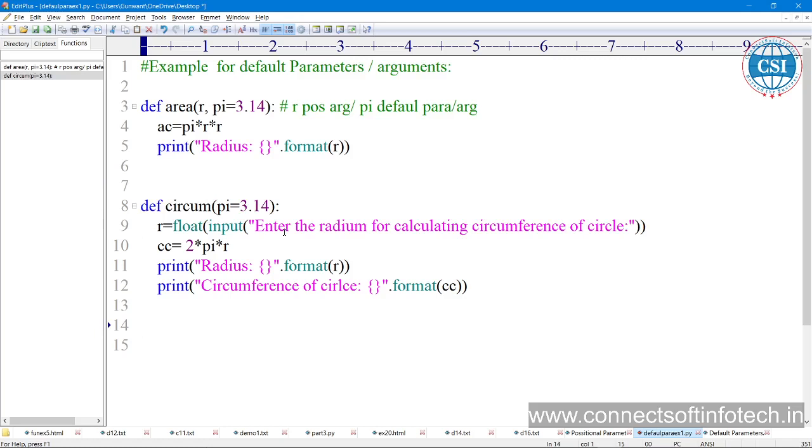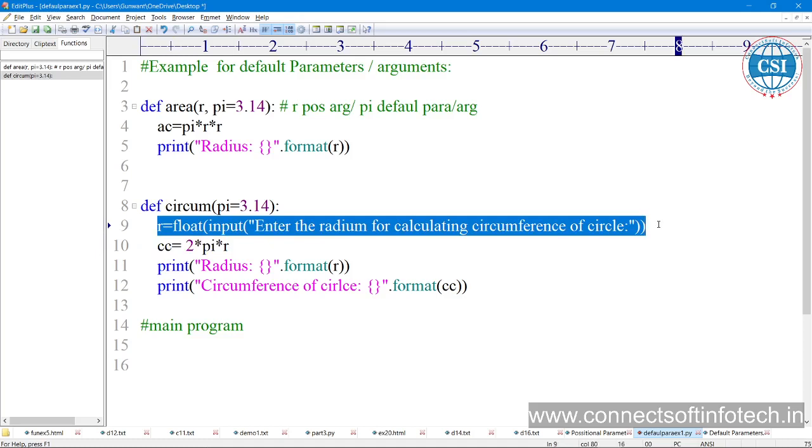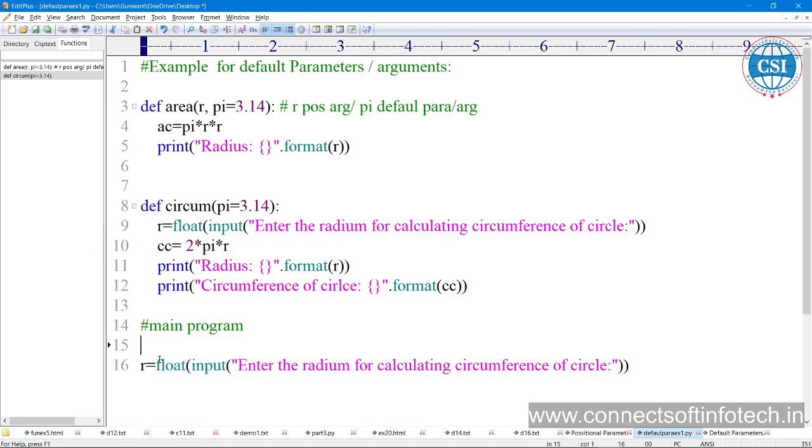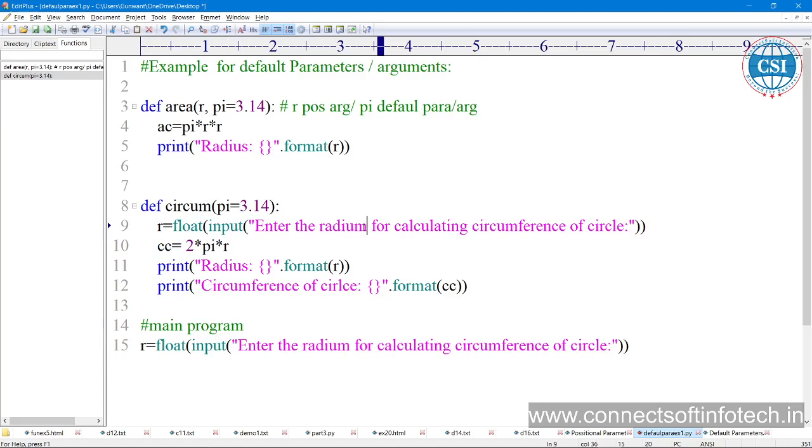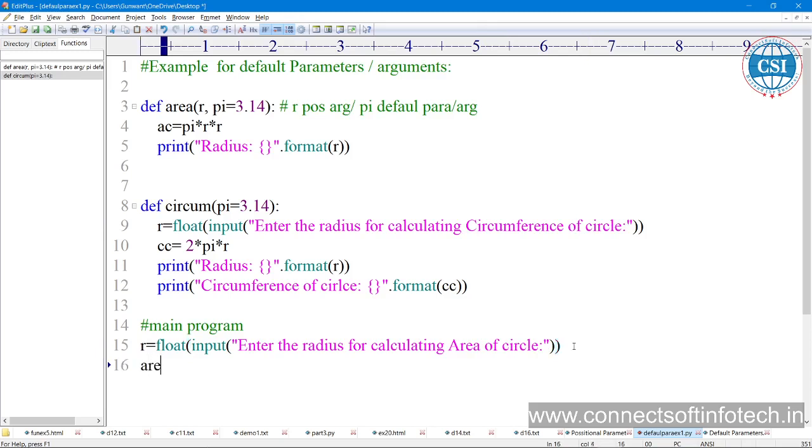So go to the main program. To find the area of circle, I am taking the radius from keyboard from main function. Main से हम लेंगे radius. Same radius you can take. Okay. R is same. Enter the radius for calculating the area of circle. Okay, area of circle. Now call this function area of A.